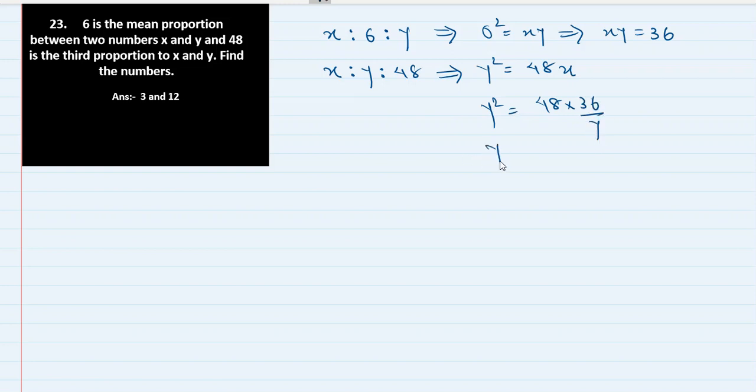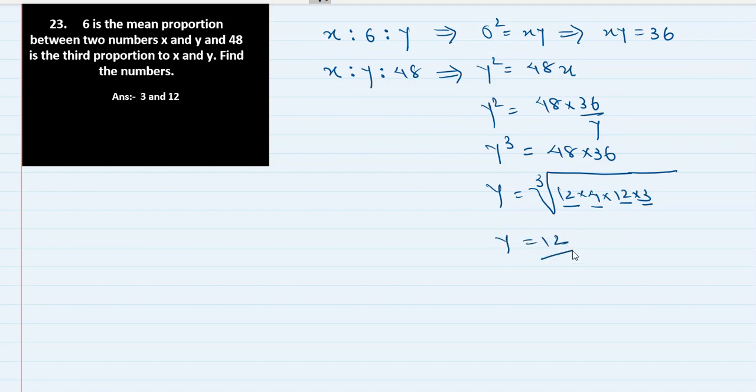y will go that side. So y³ is equal to 48 multiplied by 36. So y is equal to cube root of, let's express it as a cube root, 12 fours are 48, 12 threes are 36. So I've got 12 here, and 4 threes is also 12. So cube root of 12 cube is 12. y is 12. Okay, we've just got y. What is x? Now, if y is 12, what into 12 is 36? Of course, x is equal to 3.